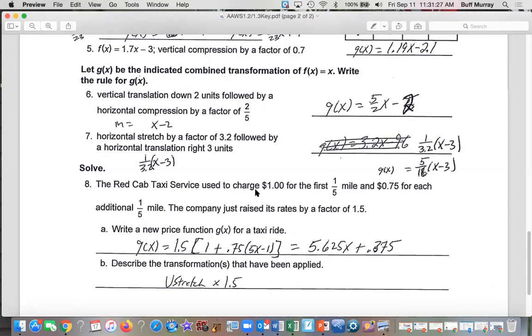So inside these brackets, I have their original price function. Now, are you guys familiar with point slope form? So here's what I did. I said basically the first 1/5 of a mile costs $1. That's like a point on that line, correct? Then any miles after that, after we subtract that first mile, are 75 cents.